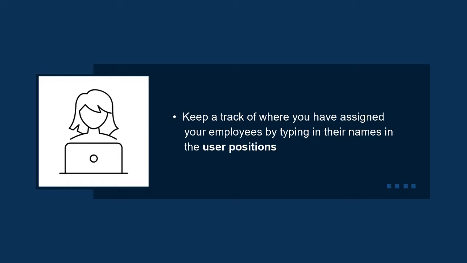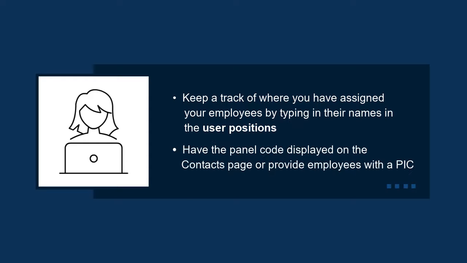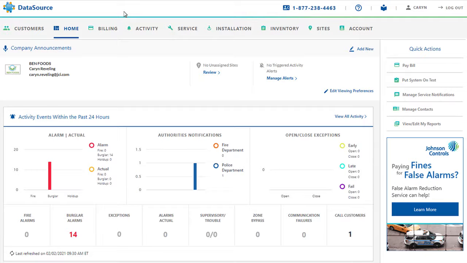An important DataSource feature is that it allows you to keep track of where you have assigned your employees by typing in their names in the user positions. You also have the flexibility to either have the panel code displayed on the contacts page or provide employees with a pick. We will now go through the steps for assigning a user position.